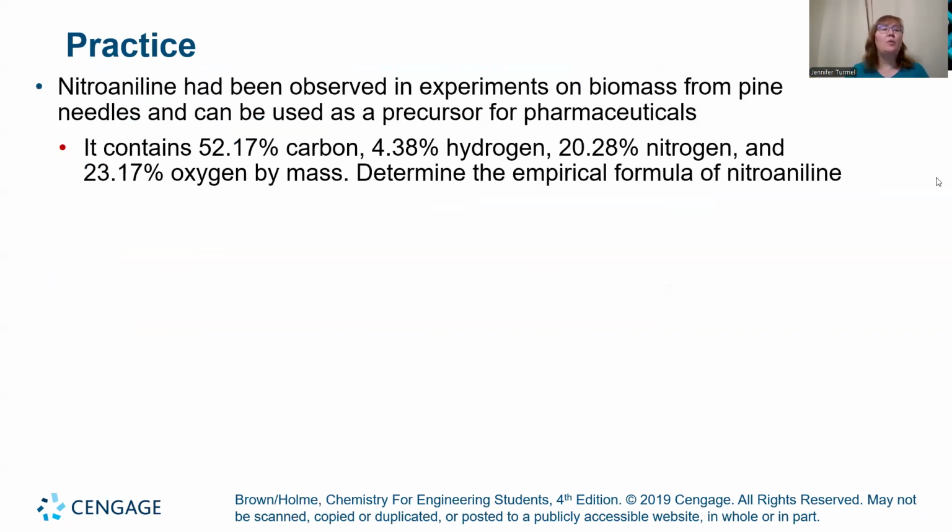So now we're going to take this. We have nitroaniline, and we know from this problem that it contains 52.17% carbon, 4.38% hydrogen, 20.28% nitrogen, and 23.17% oxygen. And we want to know the empirical formula.